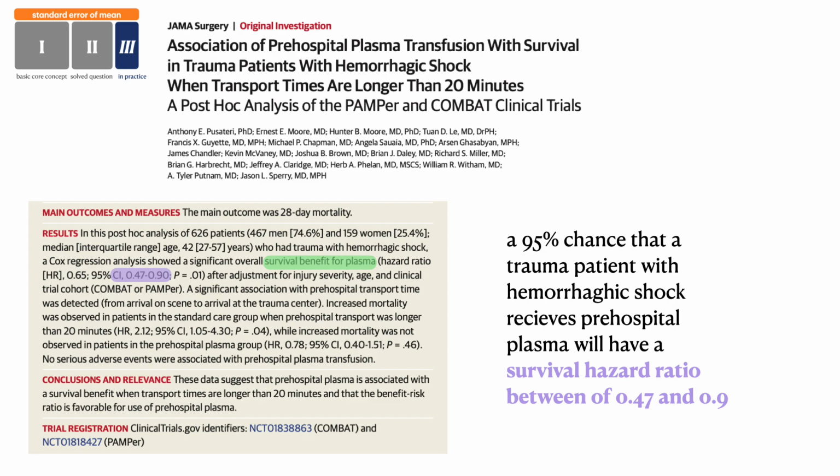Another example, this is a big study done looking at patients who had trauma and presented to the hospital with hemorrhagic shock, and they received pre-hospital plasma. You could see here that in the abstract, the overall survival benefit was a hazard ratio of 0.65 with a 95% confidence interval of 0.47 to 0.9. This means that if I take a random trauma patient with hemorrhagic shock who received pre-hospital plasma, there's a 95% chance that his survival hazard ratio will be between 0.47 and 0.9.